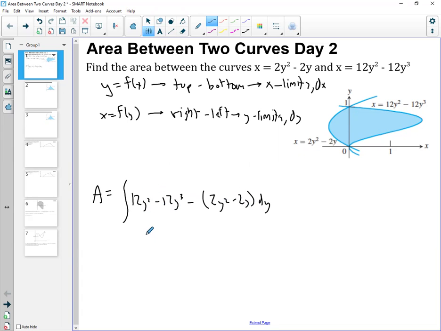So again, remember with top minus bottom, we did the smallest x on the bottom and the biggest x on top, and here we're going to do the smallest y on the bottom and the biggest y on top. So this y is 0 and this y is 1, so we go from 0 to 1. If I do a little simplifying here, there's a negative 12y cubed. There's 12y squared minus 2y, so it's minus 10y squared. And then plus 2y.